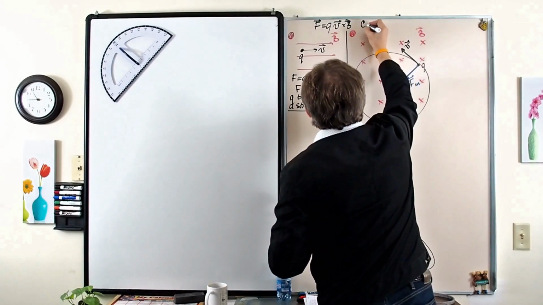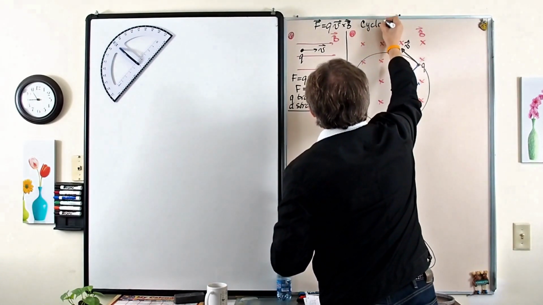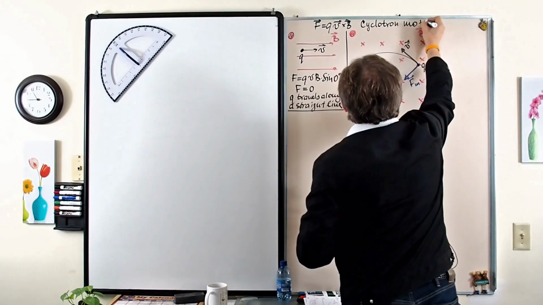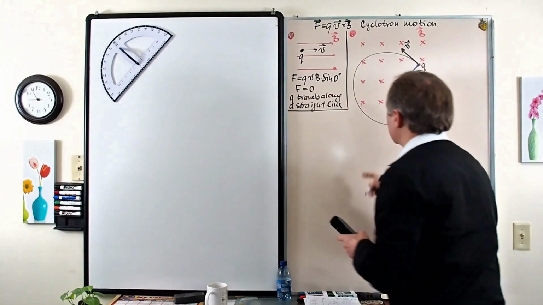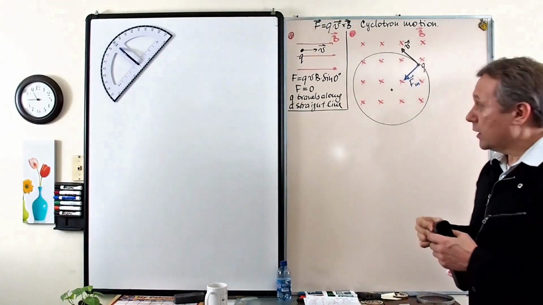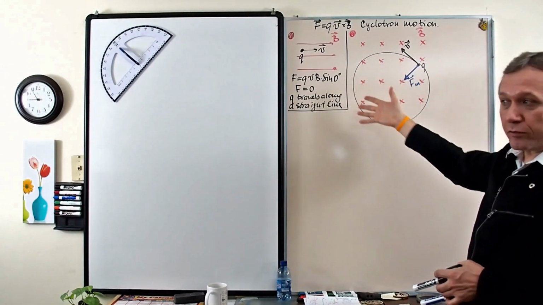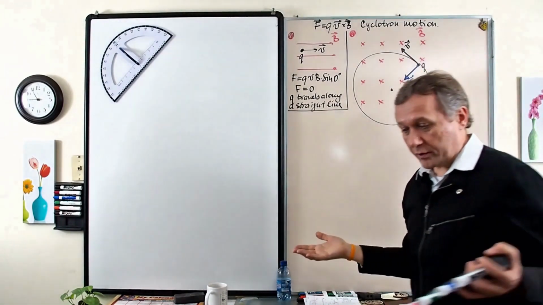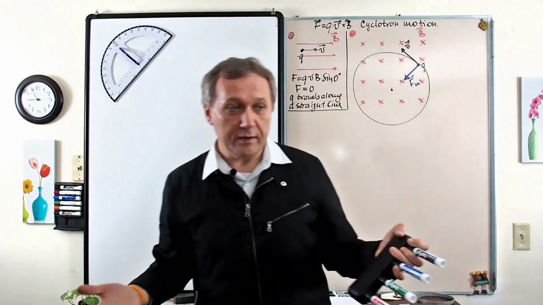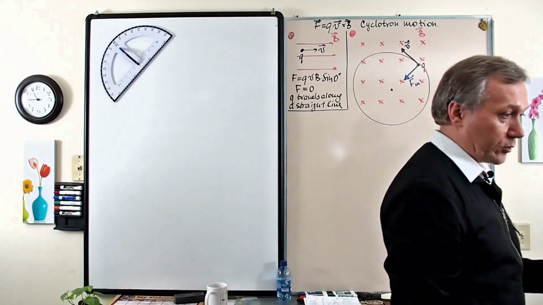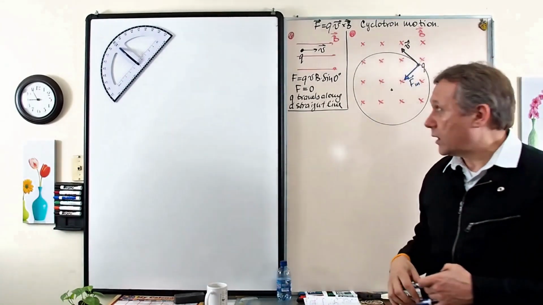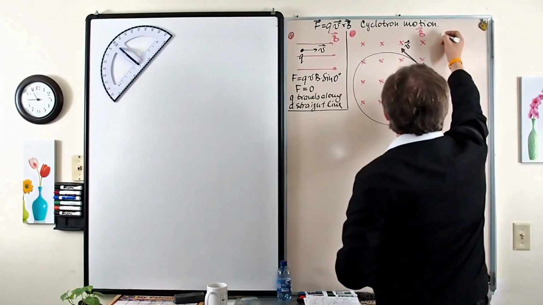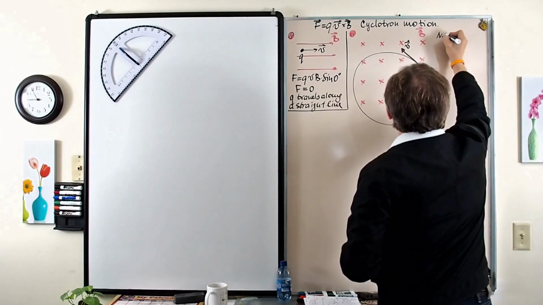Let me label it cyclotron motion. Right. Okay, so that is the cyclotron motion. And now I want, as I said, to describe this trajectory. And since it's a circle, description of the trajectory is quite simple. We just need to find the radius. Once you know the radius of the circle, you know everything about that circle. Right. So we're going to apply Newton's second law.